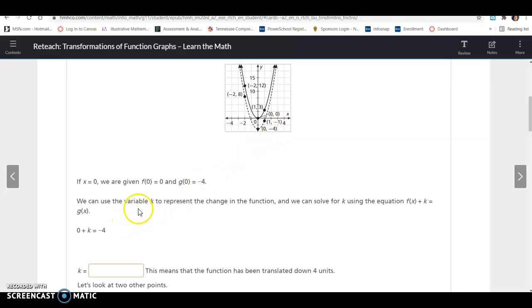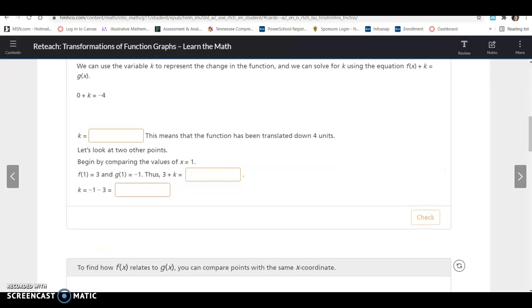We can use the variable k to represent the change in the function, and we can solve for k using the equation f(x) + k = g(x). So 0 + k = -4. You can add or subtract numbers to solve for the variable, but when you have a 0, it's not really changing anything. So basically k = -4. This means that the function has been translated down 4 units.